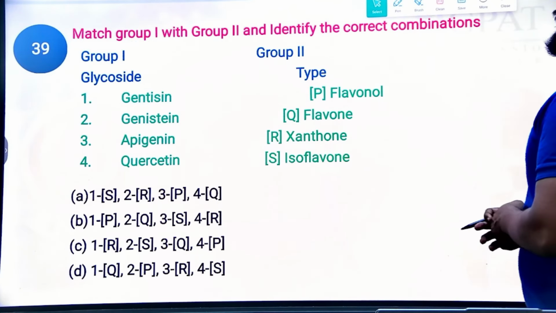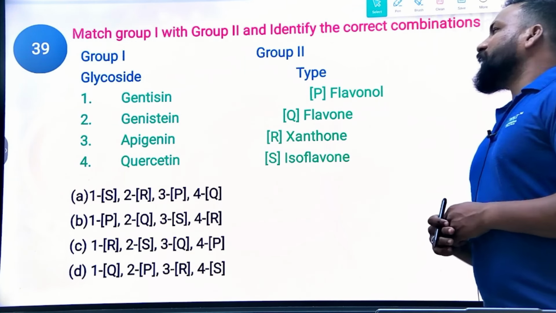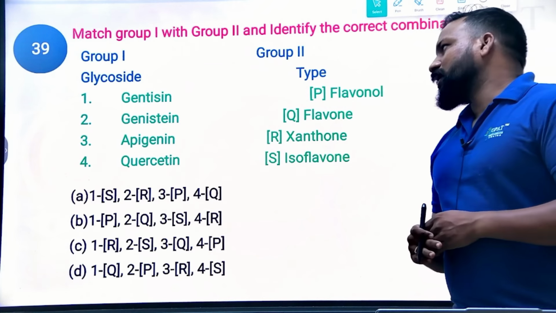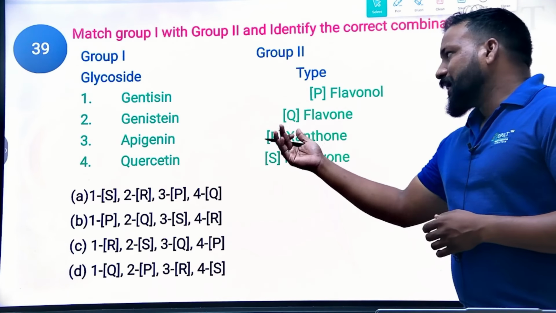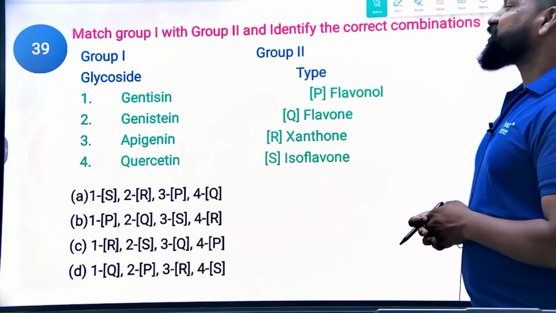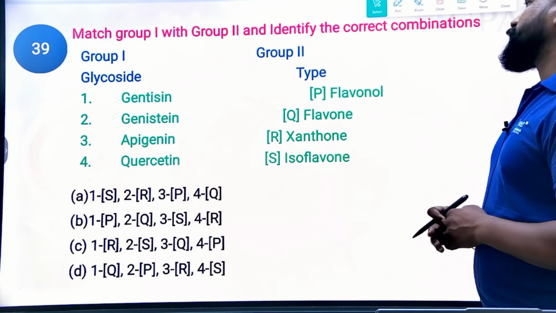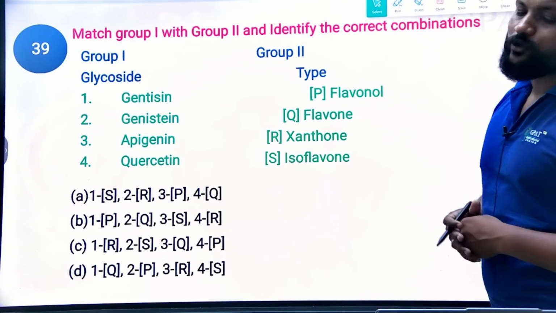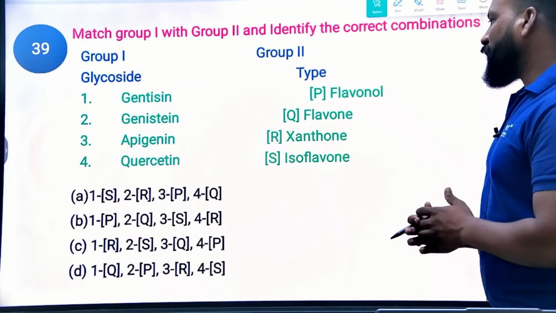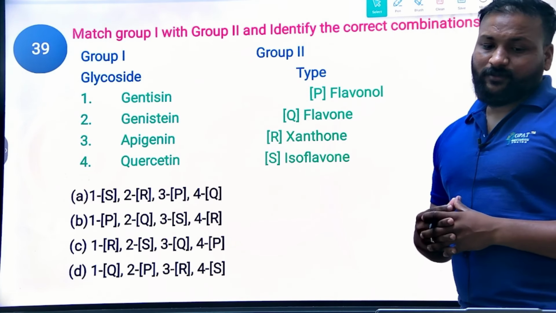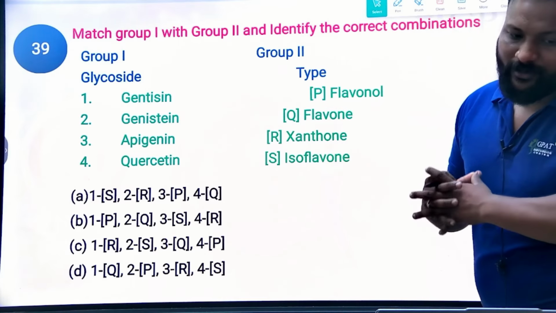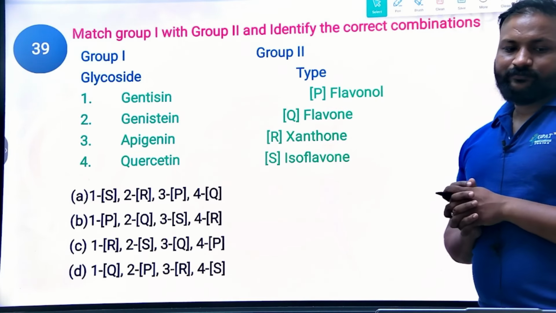Now, match group 1 with group 2 and identify the correct combination here. Gentisin, genistein, apigenin and quercetin. Group 3: based on which chemical group they are? Flavonol, flavone, xanthone, and isoflavone. So what is the right answer here? You need to comment down. Okay. Yes.